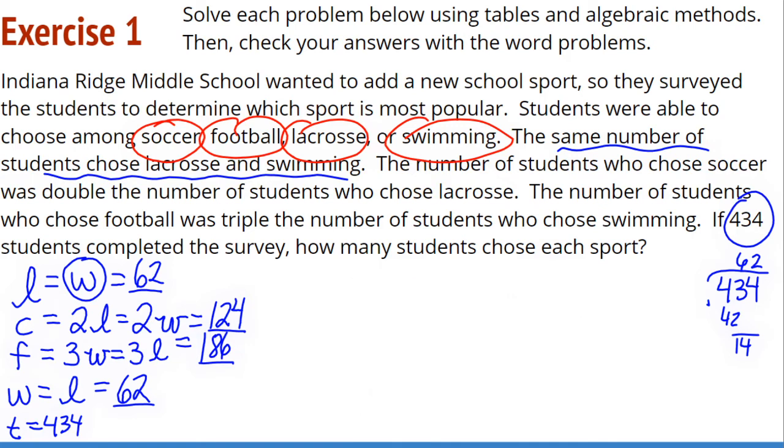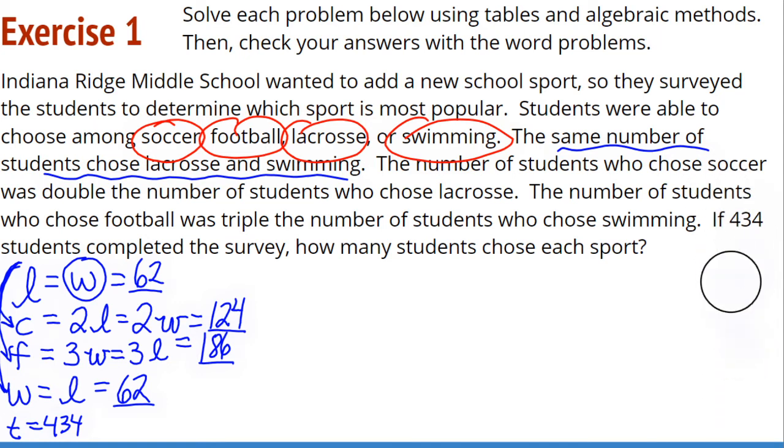Now the second part of my check is I need to check the relationships. Is my soccer double my lacrosse and swimming? Yes, it is. Is my football triple my lacrosse and swimming? And are my swimming and lacrosse equal to each other? Yes, they are. So now I have checked all of the information that was given in the problem. So I've now solved this algebraically.